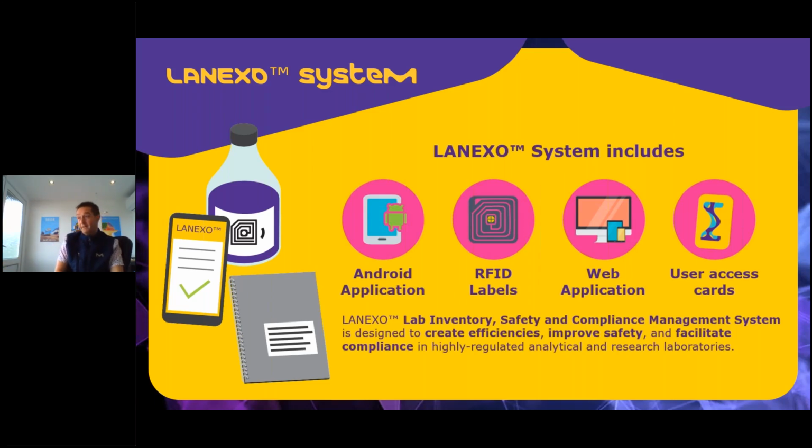RFID chips have been around for a very long time. That's what actually makes the security tag on the items we buy in the shops set off the alarms when it's not been taken off when we walk out the door. We also have a web application. We're more than used to that by now. But we also have user access cards in this to create unique digital signatures so that people can see how these are performed.